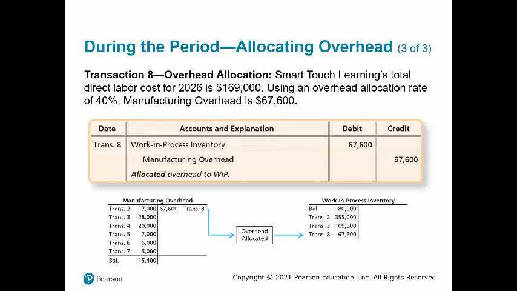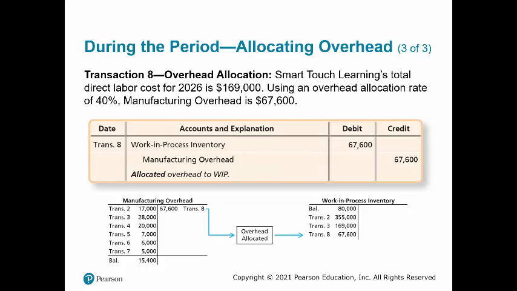Next, we would need to make a journal entry for the period showing the allocation of the overhead to all of the jobs. So this again is a summary entry. So if we had $67,600 in manufacturing overhead allocated to all of our jobs, then we would debit work in process inventory for that amount, and we would credit manufacturing overhead for the same amount.